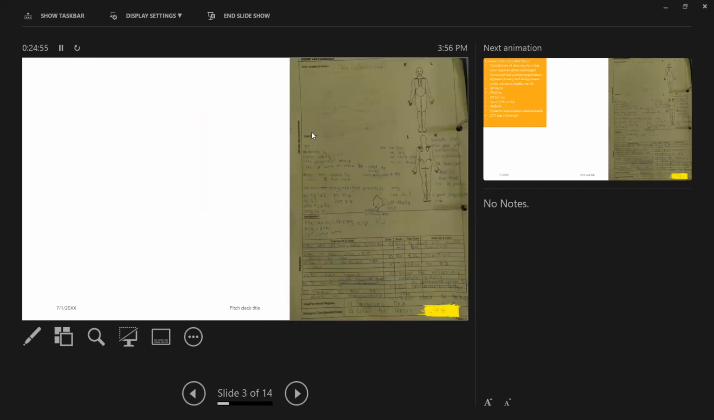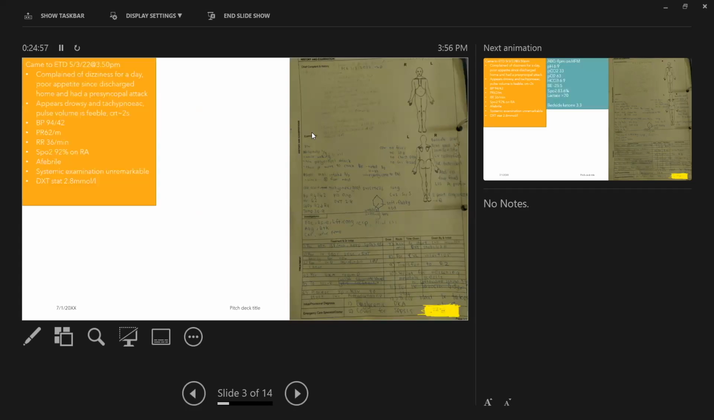So what she came in with, you can see the plugging, it's a bit messy. She came on the 5th of March at around 4 in the evening, complaining of dizziness, increased presyncopal attacks, and very poor appetite since discharge. She appears drowsy, BP is low, 94/42. Pulse rate is not tachycardic, 62. Bear in mind that the patient was discharged with bisoprolol, so that might not correlate clinically. She's tachypneic, 36 breaths per minute, and SpO2 is 92% on room air.